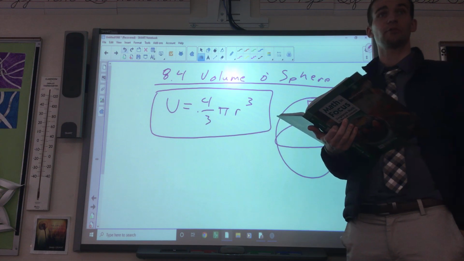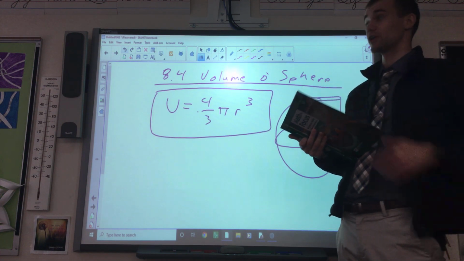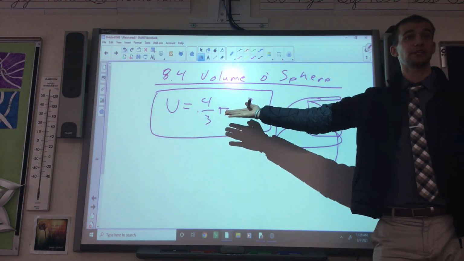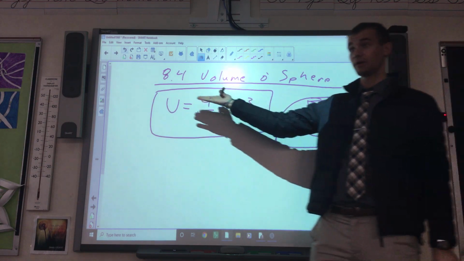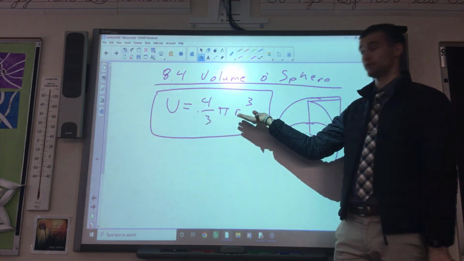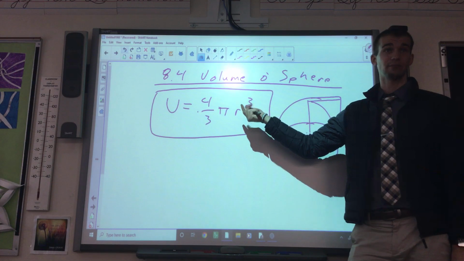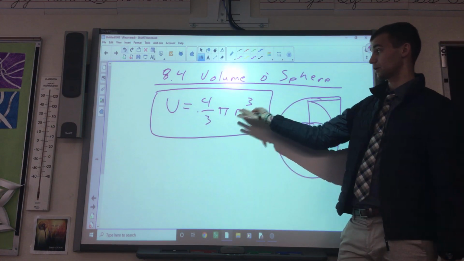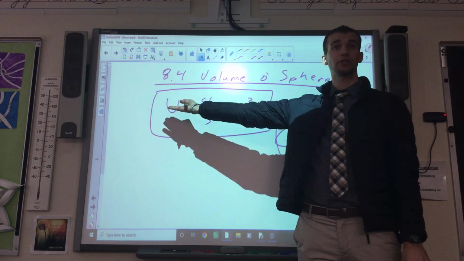You guys can have more time to work on it because other than that, it literally functions the exact same way. Some of the problems, they're just going to give you the radius, or they'll give you the diameter. You have to divide the diameter by 2 to get the radius. Fill in the problem, and you get the volume.